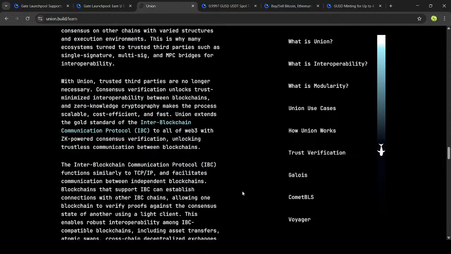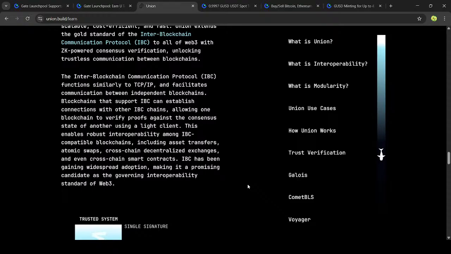So to all of Web3, with the power of ZK, consensus verification unlocks trustless communication between blockchains. The Inter-Blockchain Communication protocol, IBC, functions similarly to TCP/IP, facilitating communication between independent blockchains that support IBC and establishing connections with other IBC chains, allowing one blockchain to verify and prove the consensus state of another using light clients.